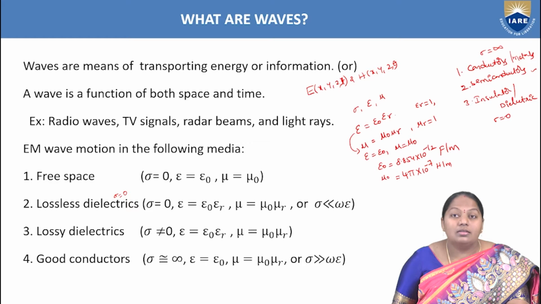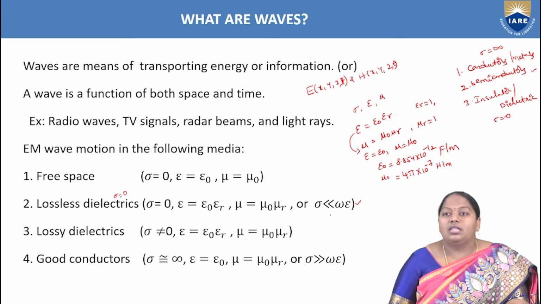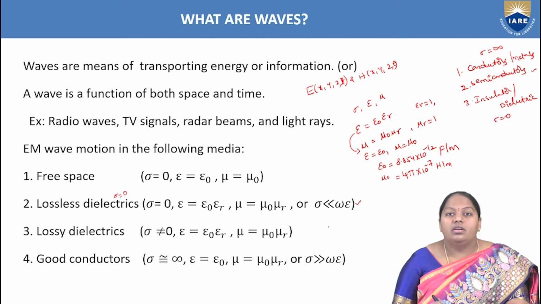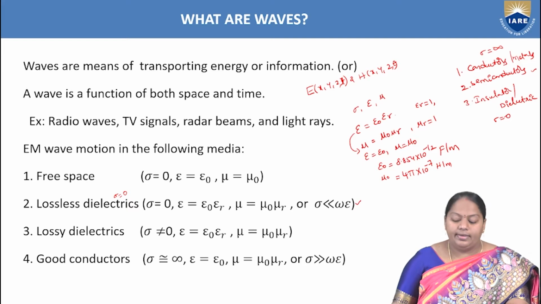So the lossless dielectric characteristics are given here: sigma equal to 0, epsilon is epsilon naught into epsilon r, and mu is mu naught into mu r. The condition we need to satisfy for the lossless dielectric medium is sigma is far lesser than omega epsilon. That means when we compare the signal frequency with the conductivity, at very low conductivity and high frequencies, the medium behaves as a dielectric medium. So in order to act as a lossless dielectric medium, it must obey the condition that sigma is far lesser than omega epsilon.